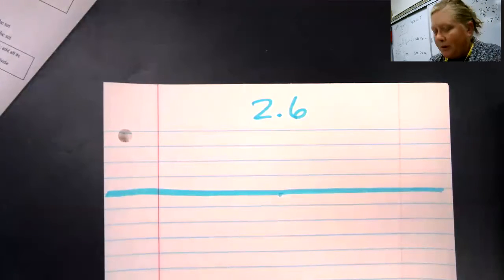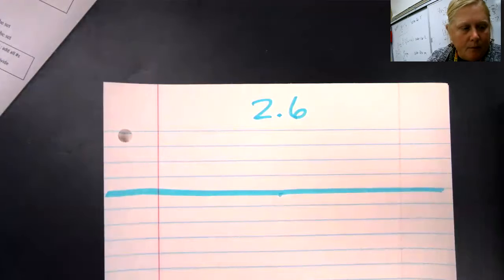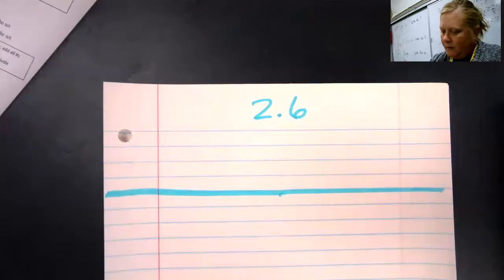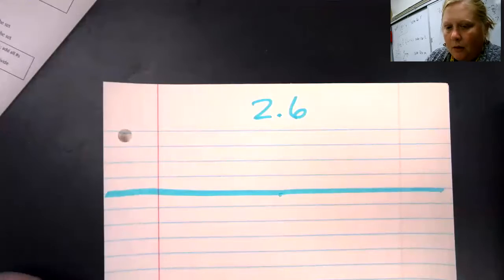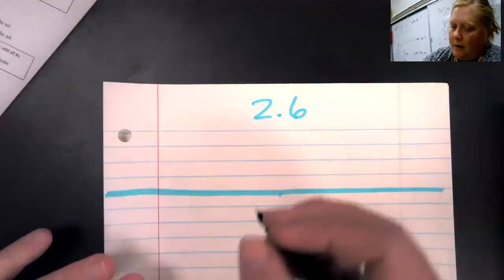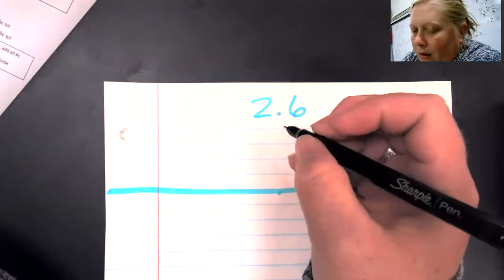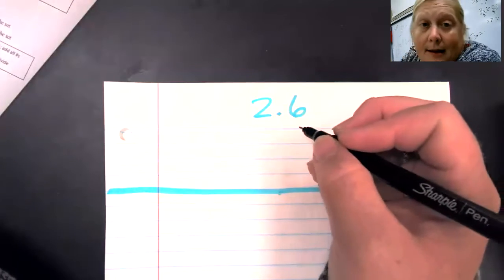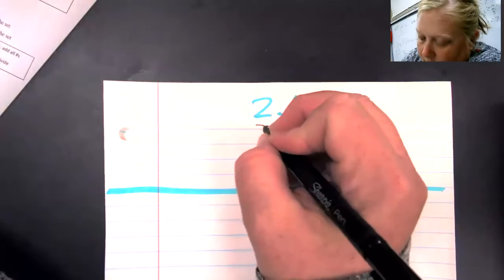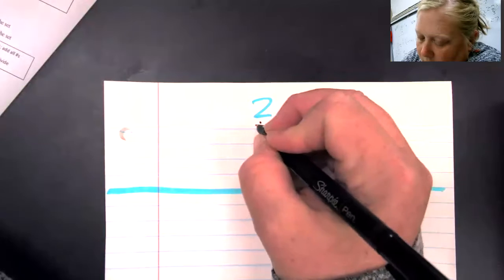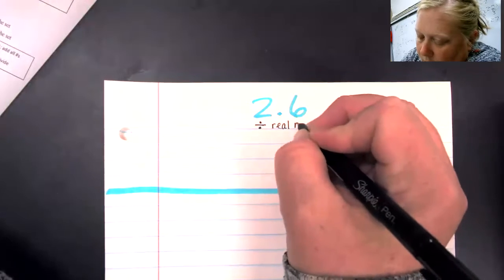So we have some properties we're going to be dealing with today. We're finishing up our properties. We're going to be dividing. So we've added, we've subtracted real numbers, we've multiplied, and now we're going to be dividing real numbers.